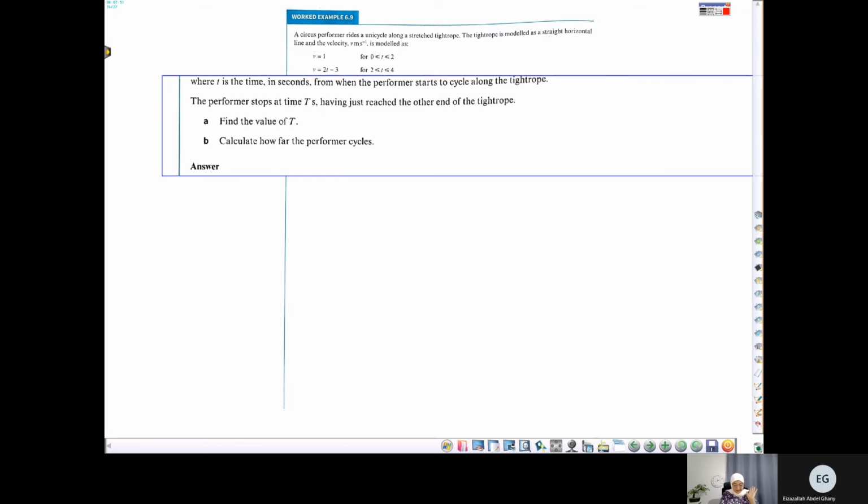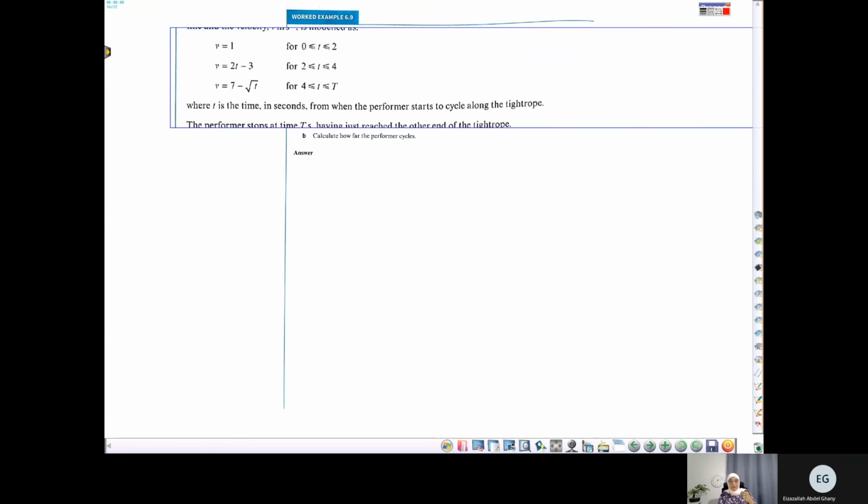So part A is nice and easy. Just substitute. In part B, calculate how far. What's the meaning of how far? Distance or displacement. Calculate how far the performer cycles. It means you will add displacement in stage 1 plus stage 2 plus stage 3.